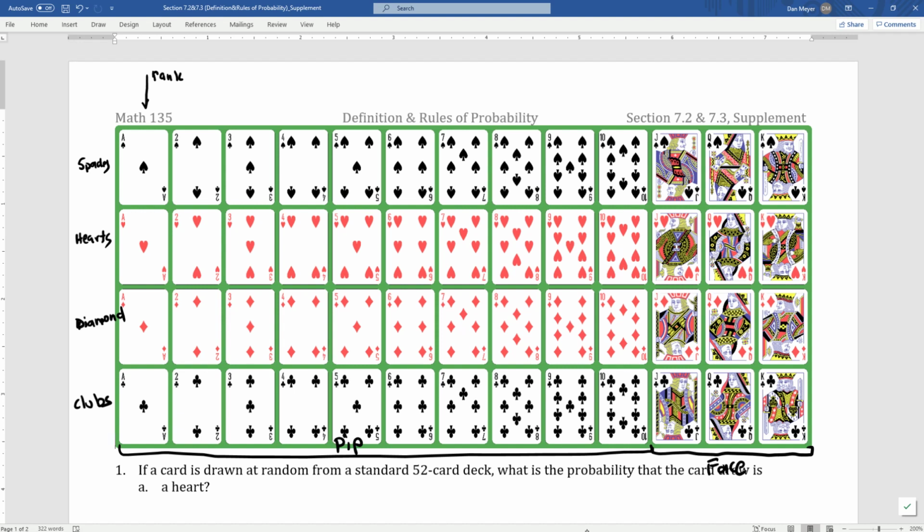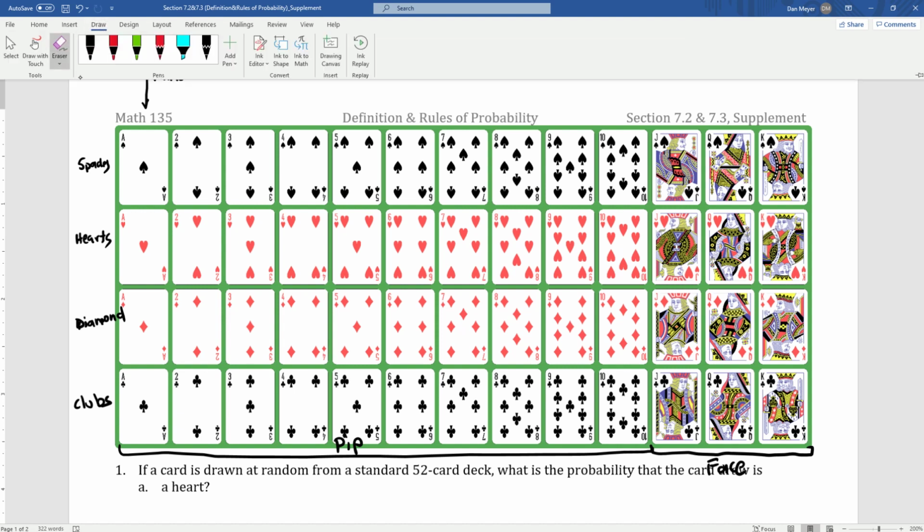Is there any other way to partition these? There probably is. We'll come across other ways to partition this set, the playing cards, and we'll talk about it as we need to.